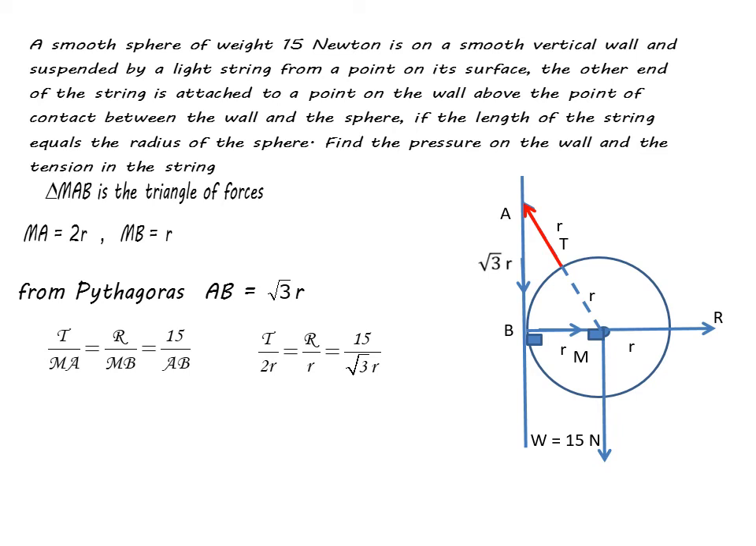We can also say that the side opposite to the angle 30 is half the length of the hypotenuse. That makes angle A equal 30 degrees, because the length of BM equals R and AM equals 2R. So the length of BM is half the length of AM, which makes angle A equal 30. I can complete the angles and find or apply Lami's rule. Okay, and this is another solution.